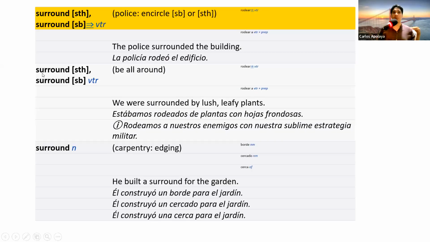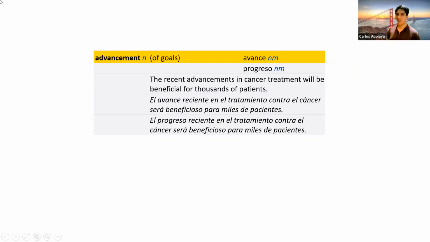Surround. We have the word surround. Rodear. You surround someone else. And surround also means borde, the surround of the garden. Pretty cool. Advancement, progreso.